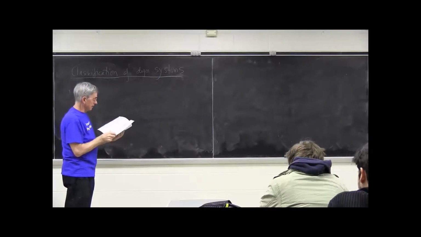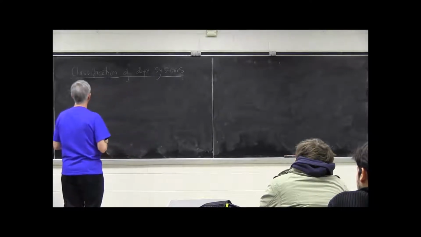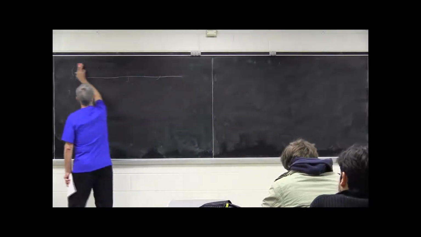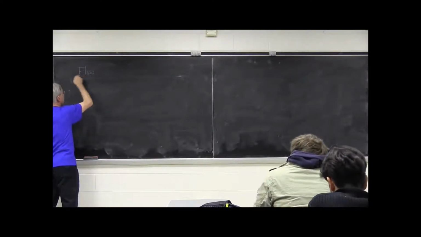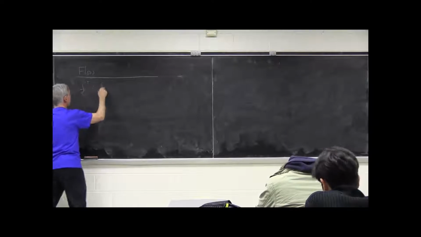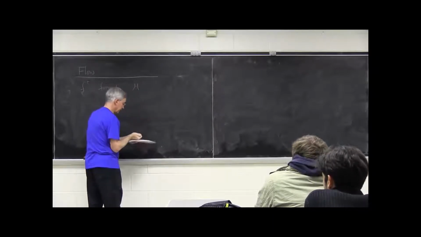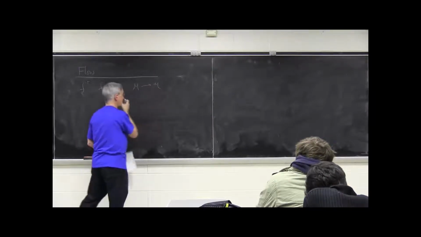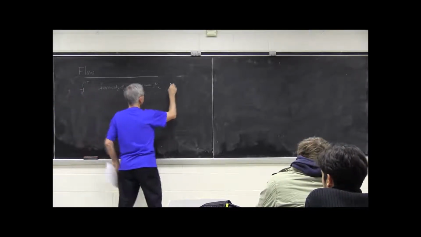So I'll just use a few words and I probably won't use them very much again, but you'll run into them. To describe flows a little bit more precisely than so far: it's a family of maps that take the manifold and map it into itself, and it's parameterized by time.